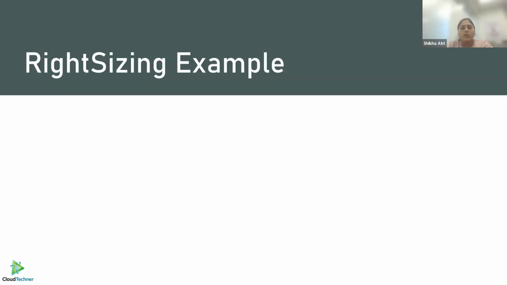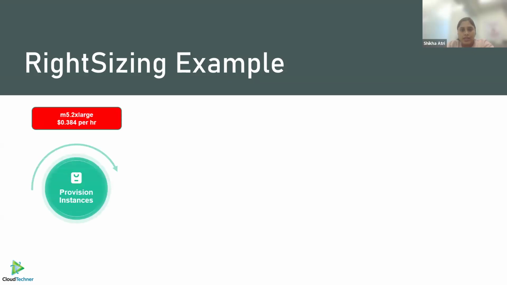So far, we discussed the principles of cloud cost optimization, and one of the effective strategies is right sizing. So now let's take a look at a real world right sizing example to see how applying these principles can drive significant cost savings. So start by provisioning instances based on initial workload estimates. Here, as shown below, we have taken M5.2xlarge with a cost of 0.38 per hour.